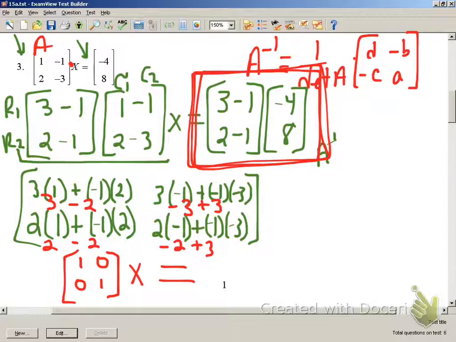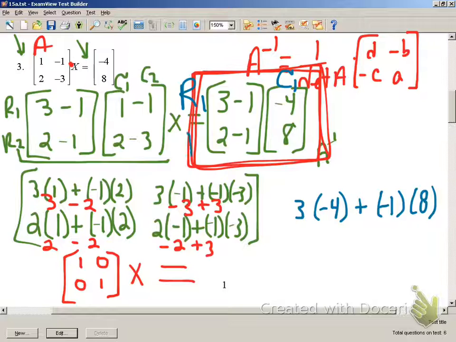And we're going to do the same process. We are going to multiply row 1 times column 1. So I'm going to say 3 times negative 4 plus a negative 1 times 8. And then row 2 times column 1. 2 times negative 4 plus negative 1 times 8.